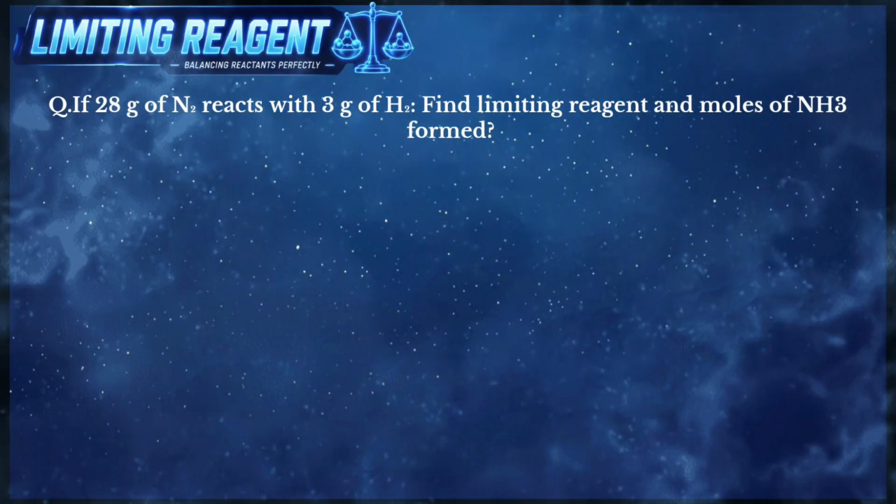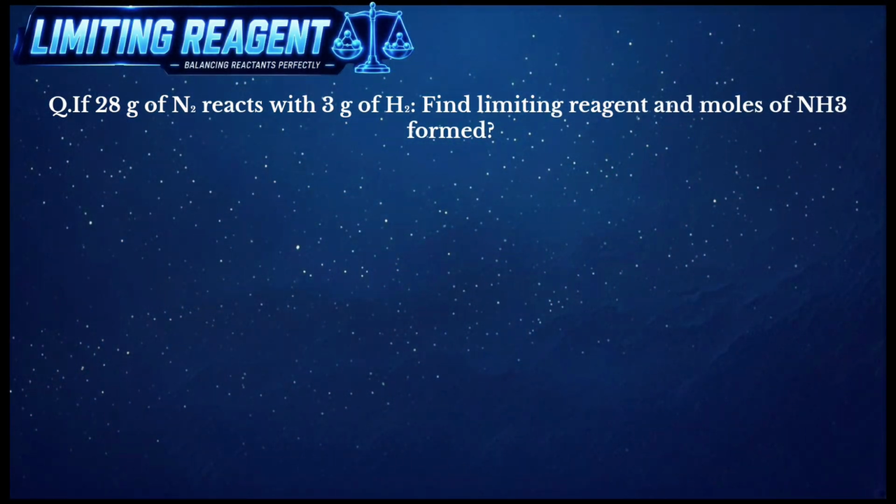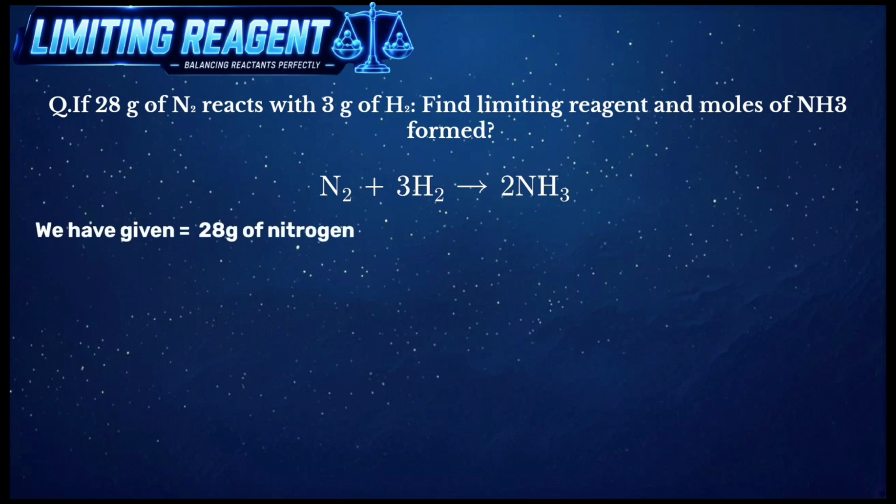If 28 grams of N2 reacts with 3 grams of H2, find the limiting reagent and moles of NH3 formed. First, write the balanced equation: N2 + 3H2 → 2NH3. We have 28 grams of nitrogen, 3 grams of hydrogen. We need to find the limiting reagent and moles of ammonia formed.